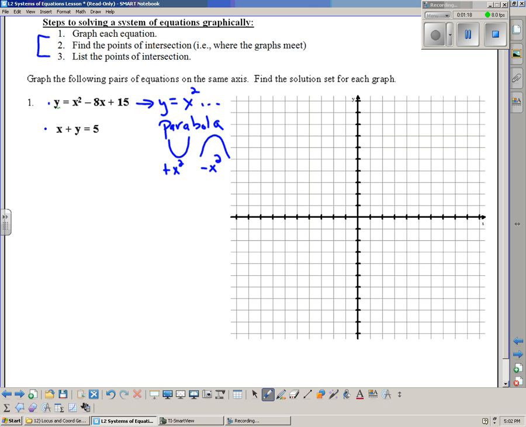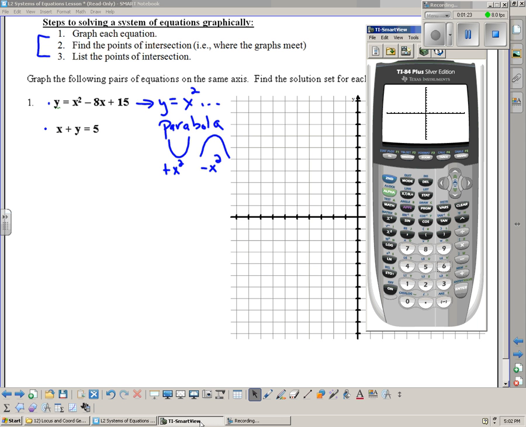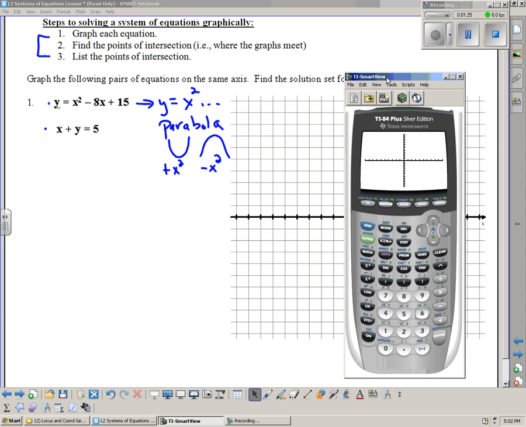And last year you should have done a lot of work with graphing parabolas. The easiest way to graph a parabola is to do it in your calculator. So here's how I would do it. You press the y equals key, and you're going to type in the equation: x squared minus 8x plus 15. And what you do is you get the table of values. If you notice above the graph key, it says table in blue. So you press the second key, which is blue, and graph. And that gives you table.